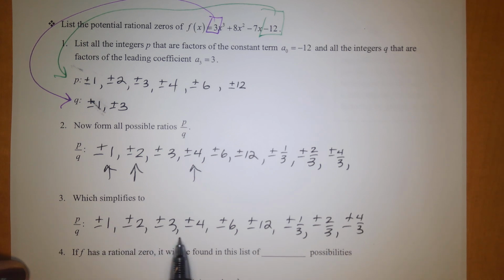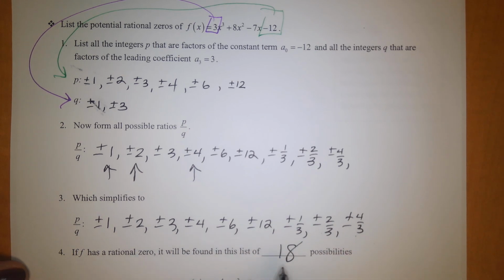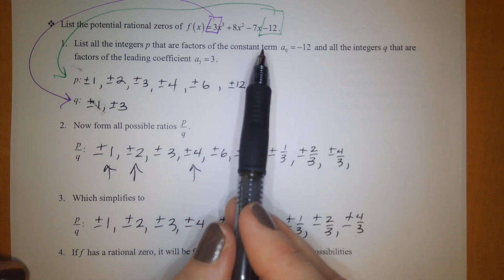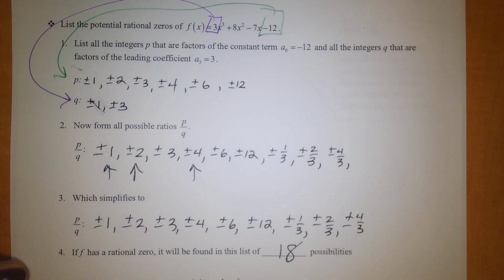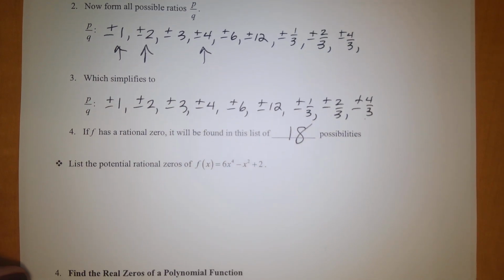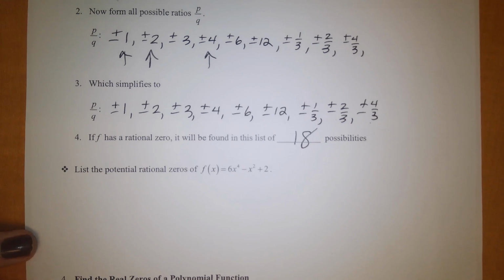How many potential zeros are in this list? 1, 2, 3, 4, 5, 6, 7, 8, 9. But there's one of each sign, which means there's 18 possible zeros that I have to test in this polynomial to determine whether each is a zero. That's a lot of checking. So let's try another one.